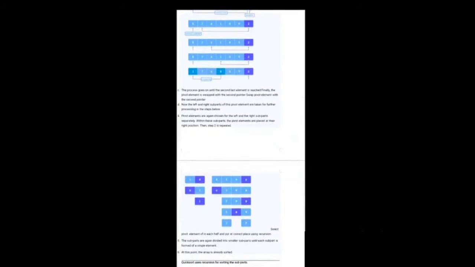Finally, the pivot element is swapped with the second pointer. Swap the pivot element with the second pointer. Now the left and right subparts of this pivot element are taken for further processing in the steps below. Pivot elements are again chosen for the left and the right subparts separately. Within these subparts, the pivot elements are placed at their right position. Then step 2 is repeated. Select a pivot element in each of them and put it at the correct place using recursion.